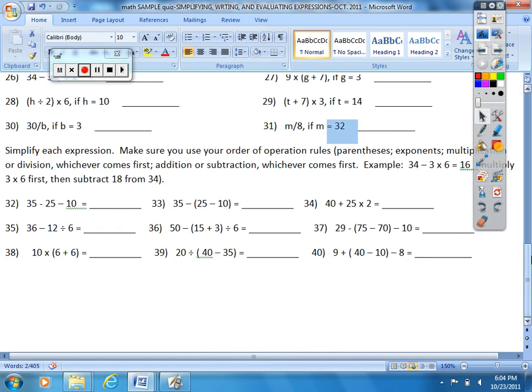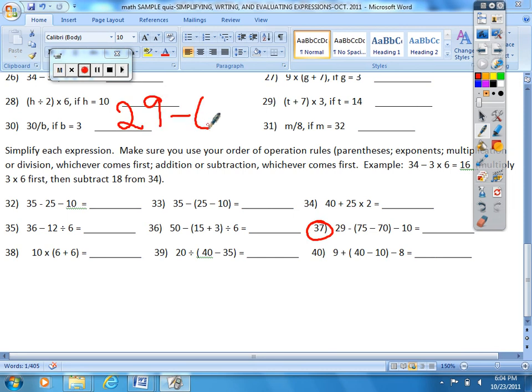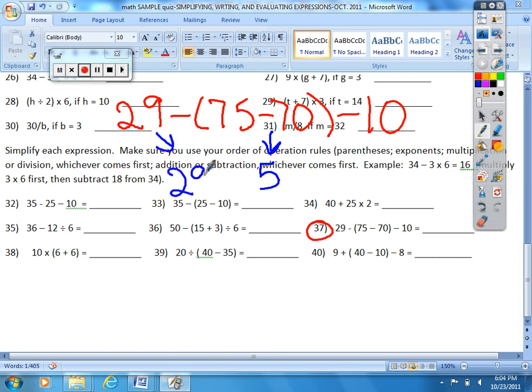All right, I want to do one more of these. Let's do 37, and we're going to wind it up. All right, I'm going to write it up here, away from my other problems, so I'll have plenty of room to work. That took me 5 or 6 seconds to write that down. All right, the first thing I'm going to do is do what's in parentheses first. 75 minus 70 is 5. Now, I'm going to bring everything down that I haven't done. That ensures that I don't leave anything out.